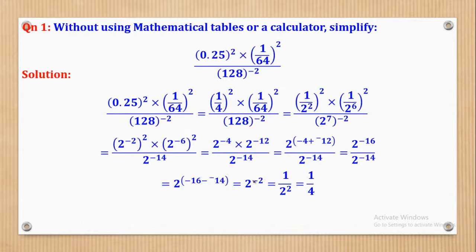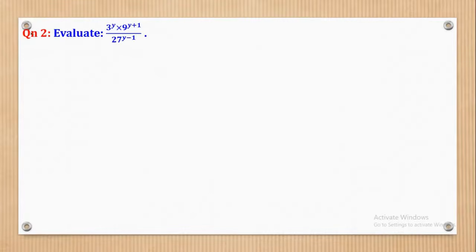Now to make this power positive, you have to get the reciprocal, and that will be 1 over 2 to the power 2. And also we know that this one is the same as 2 multiplied by itself 2 times. So 2 times 2 is 4. That is why you see here 4. So basically that's what they mean when they say don't use mathematical tables or calculator. And now we shall go to question 2.